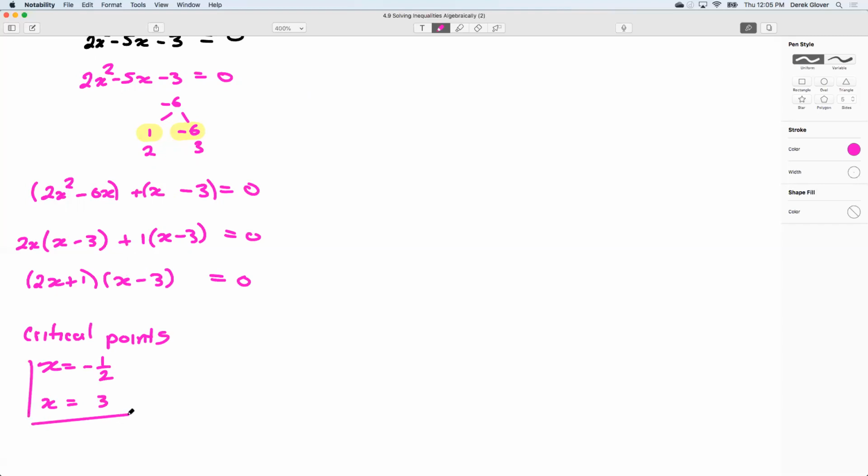All right, so we've done the hard work now. What we have to do is put this on a number line, set intervals up, and then test a number from each one to see where our solution actually is. So let's go back up here.